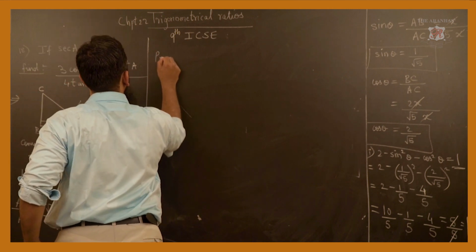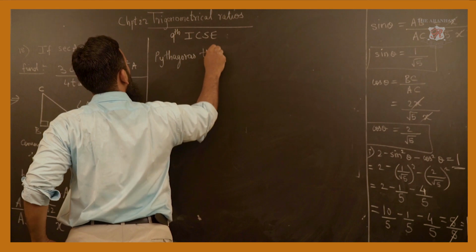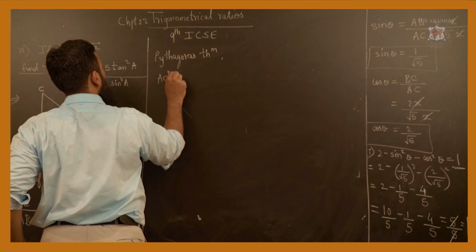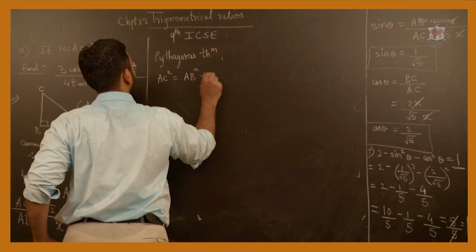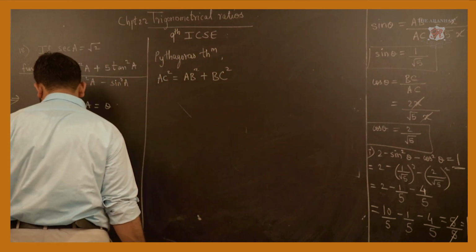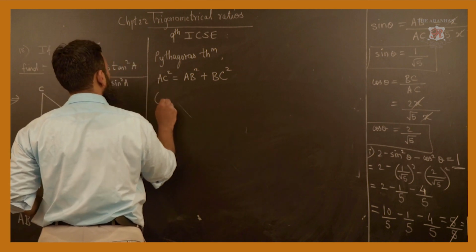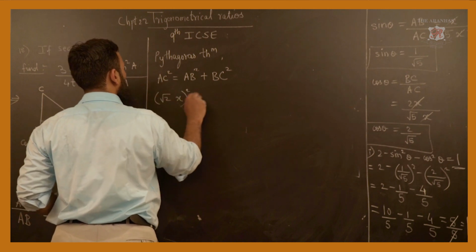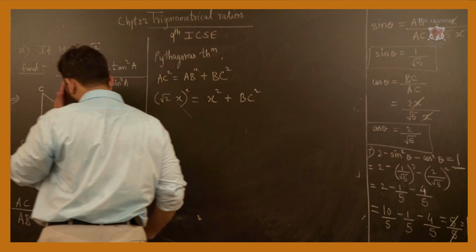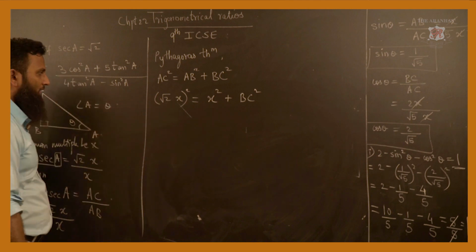Applying Pythagoras theorem, AC square is equal to AB square plus BC square, and in that case AC is root 2 into x the whole square, AB is x square, and I am unaware of the perpendicular BC. I am going to simply apply Pythagoras theorem over here.